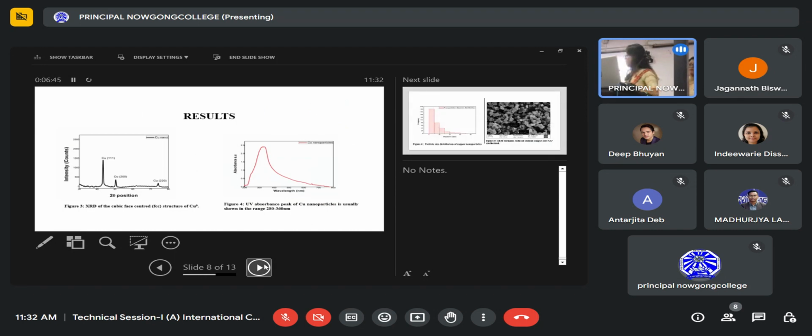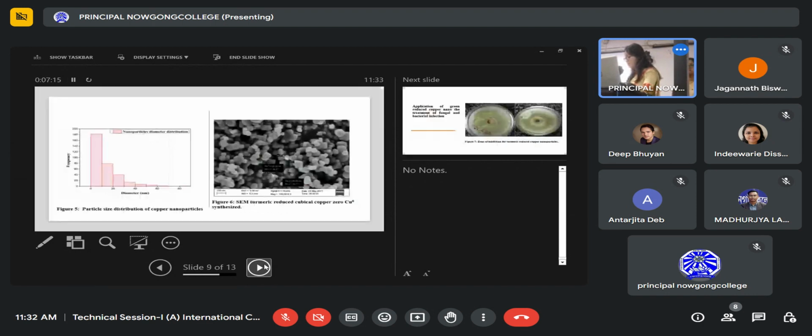For results, we have done the XRD analysis. XRD gives us the structural information of our copper nanoparticle. We can see three peaks in this XRD figure, which also correlates with our literature survey. For UV spectra, the copper nanoparticles show absorption in the 280 to 390 nanometer range, which indicates the synthesis of copper nanoparticles. Now this is the image of our green synthesis of copper nanoparticles.